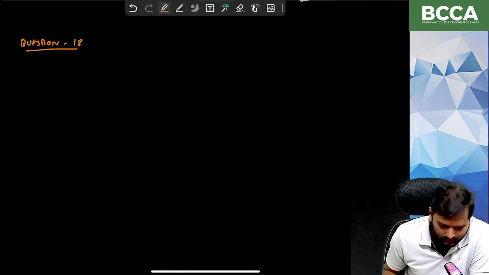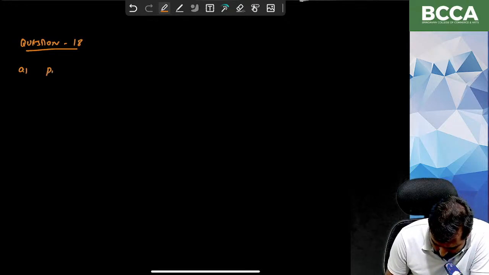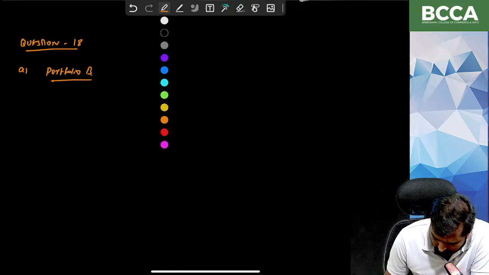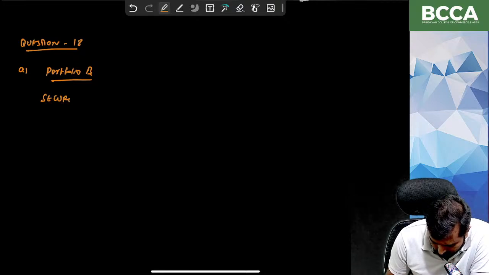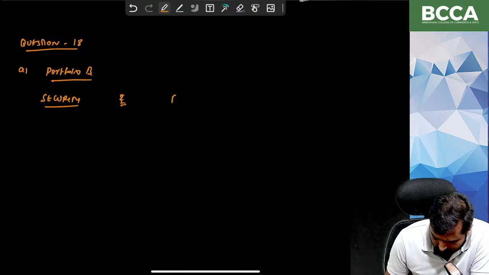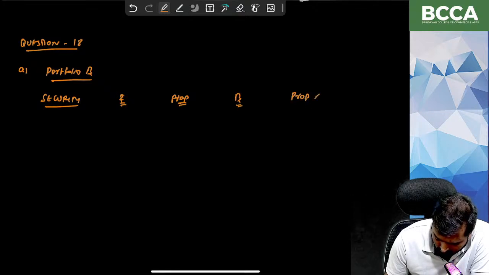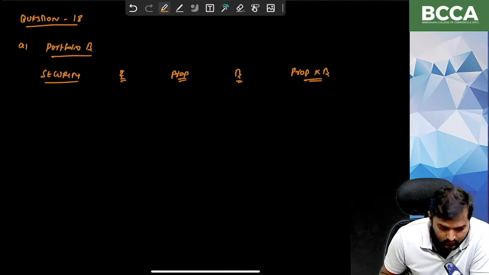So first, what is the first part? Portfolio beta. Let me write the columns: security, amount, proportion, beta, and proportion into beta. Amount is there or not? Yes, amount. Next, proportion, beta, proportion into beta. So what is the security name?